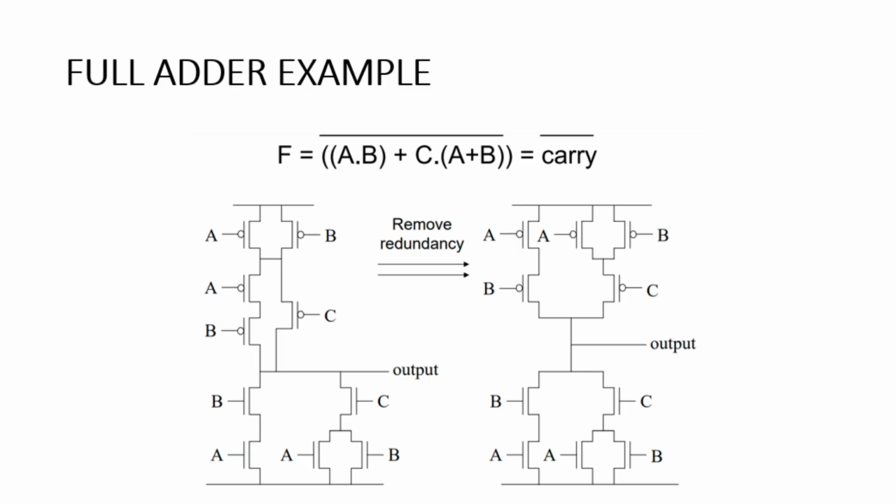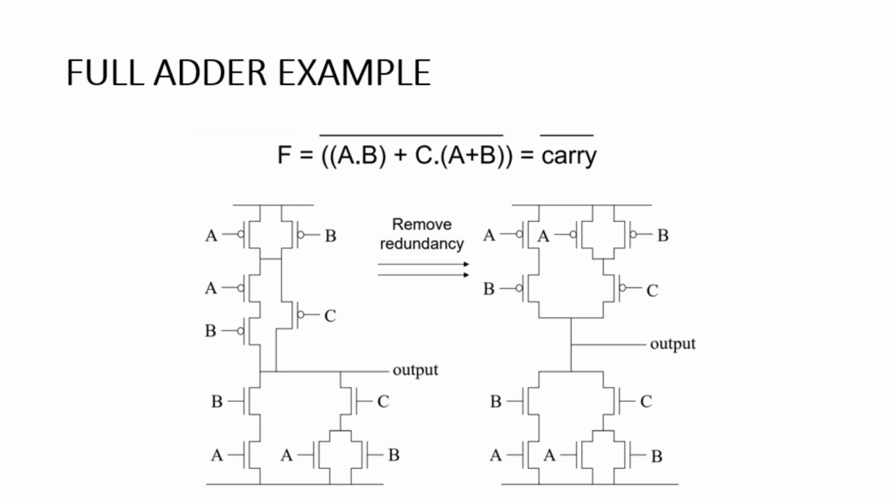Now, the last example that I'm going to discuss is how to make a full adder using a CMOS gate. We know that a full adder is a combination of two logic equations, a carry term and a sum term. Let's first implement the carry term and then we will move on to the sum term.